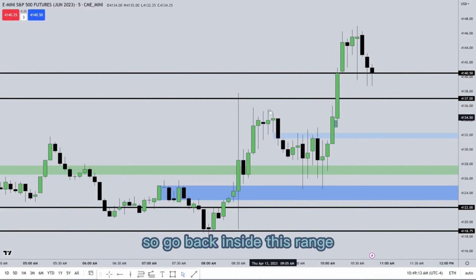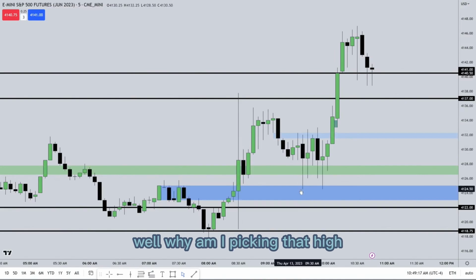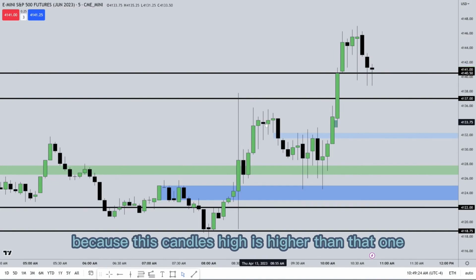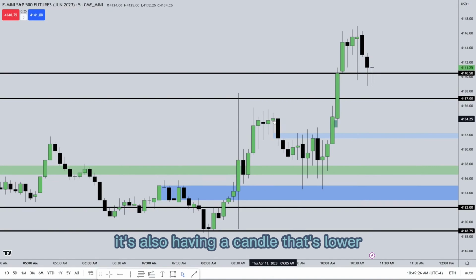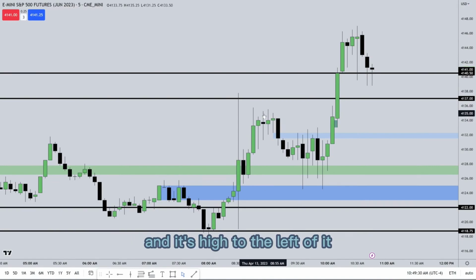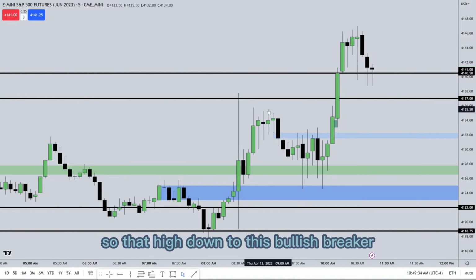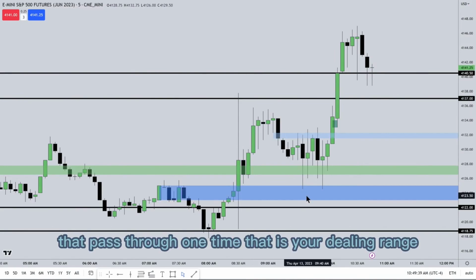And so go back inside this range. What range? This high to that low. Why am I picking that high? It's an up-close candle. Why am I not picking that one? That's an up-close candle because this candle's high is higher than that one. It's also having a candle that's lower in its high to the left of it. So this makes this a swing high. So that high down to this bullish breaker, that passed through one time, that is your dealing range.